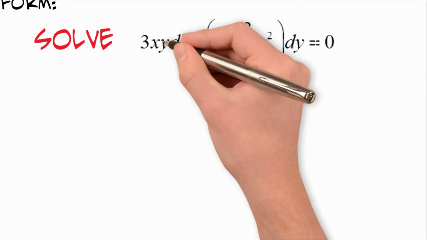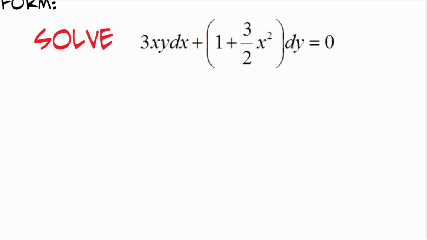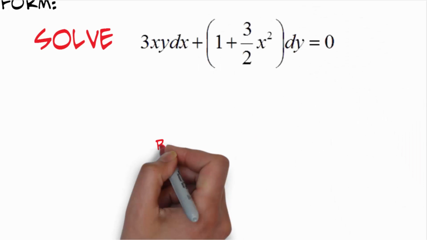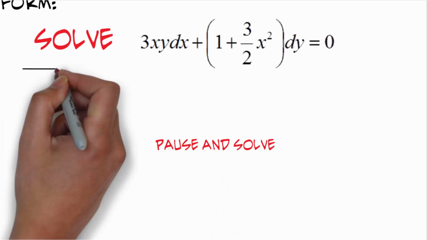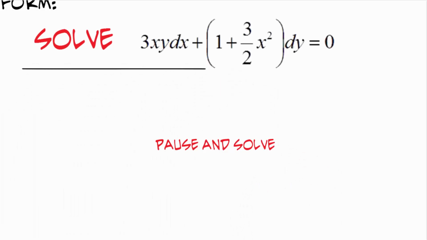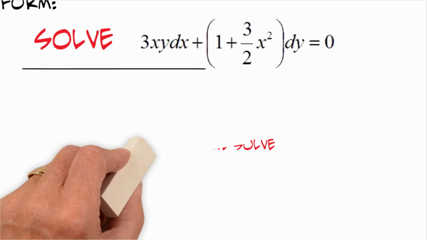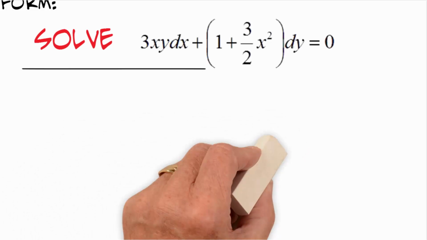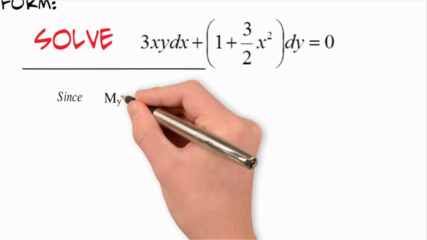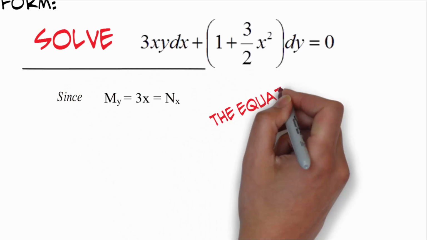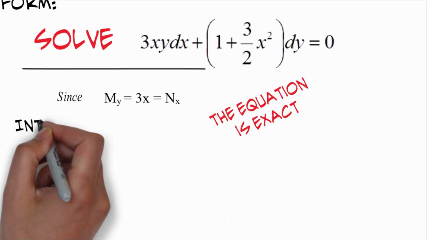Example 2. Now let's solve the equation 3 times x times y dx plus (1 plus 3 over 2 x squared) dy equals 0. Notice that both the partial of M with respect to y and the partial of N with respect to x are equal to 3x, so the equation is exact.